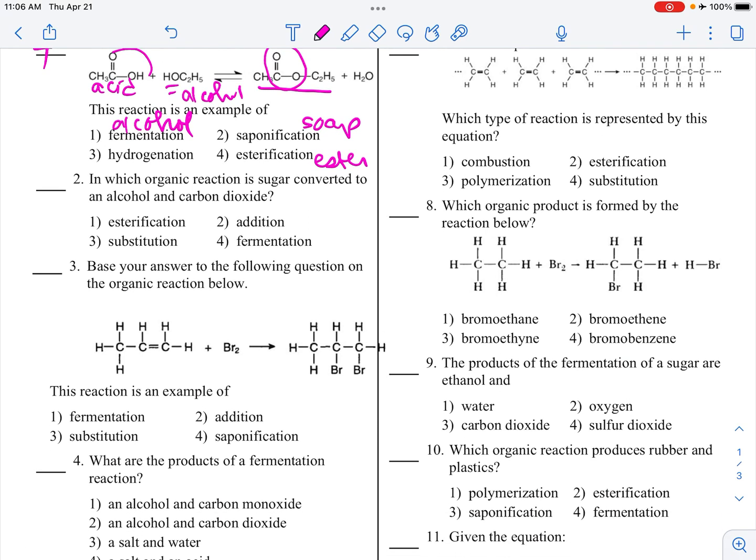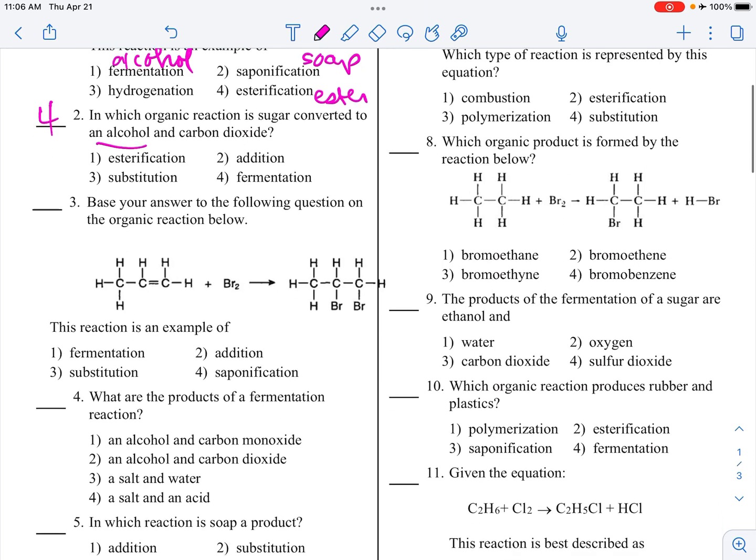In which organic reaction is sugar converted to an alcohol and carbon dioxide? So production of alcohol is fermentation.